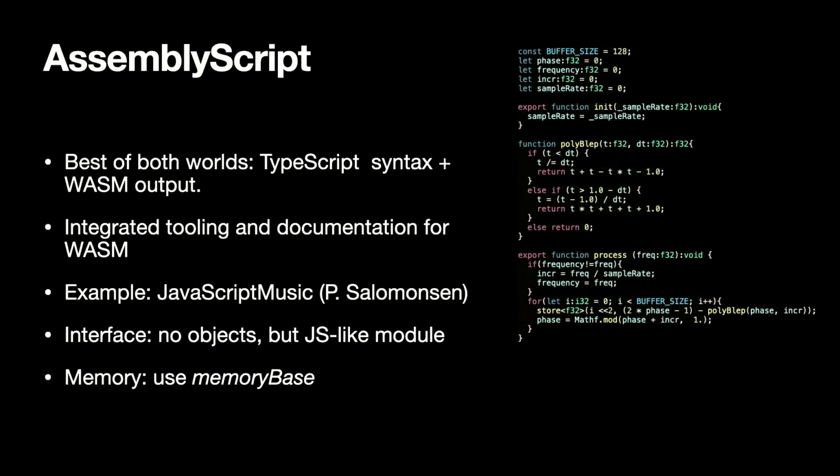AssemblyScript doesn't allow you to map the objects directly as we saw with embind, but it does have JavaScript-like modules. So you can create your module, export functions, do everything you would do in JavaScript, and then use it from JavaScript as you would use a JavaScript module. So it's quite convenient. And for the memory, there's also a way to offset the start of the code in the Wasm binary, so you have a chunk of memory that you can share with JavaScript.